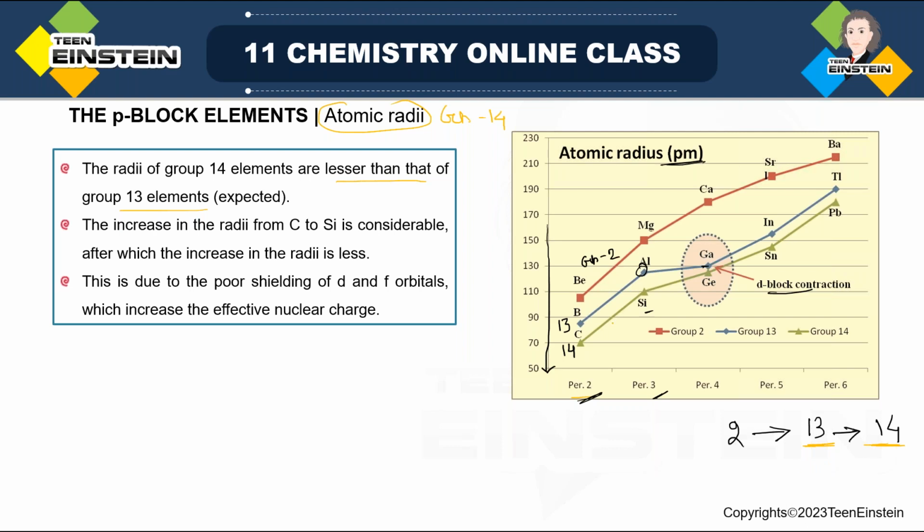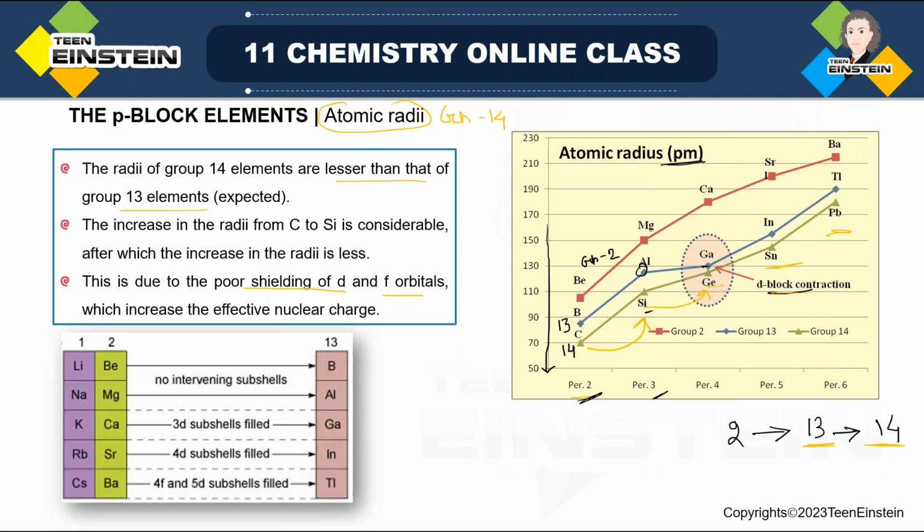And the increase from carbon to silicon is considerable. After that, there is an increase, but the increase is very, very less. And it is because of the poor shielding of D and F orbitals. So for the jump from silicon to germanium, it is for the D block, but after that, for tin and Pb, there is also the introduction of F orbitals.